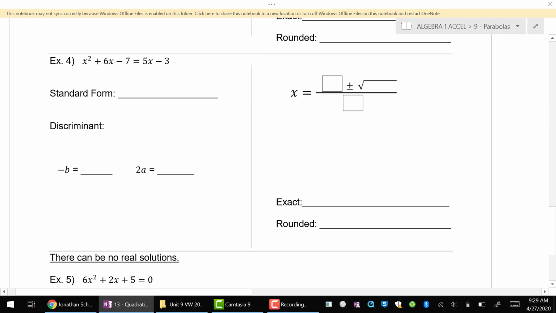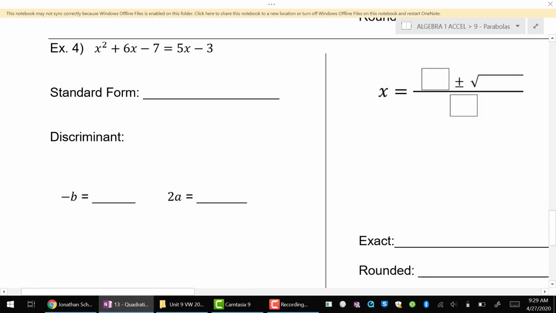All right, let's get this thing in standard form. I'll move a little bit quicker this time. So I'm going to subtract 5x from both sides. And I'll have x squared minus 1x. I'm going to add 3 to both sides. Minus 4, and that'll equal 0. So I've got my standard form.